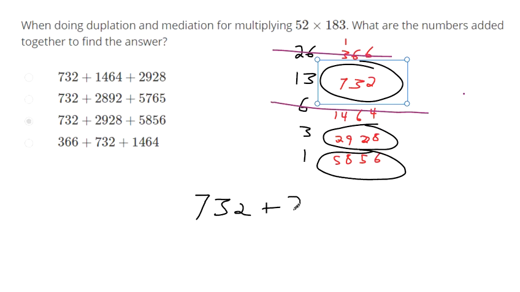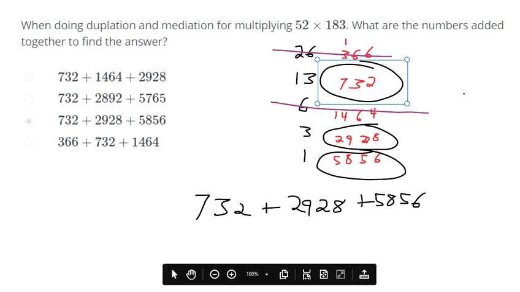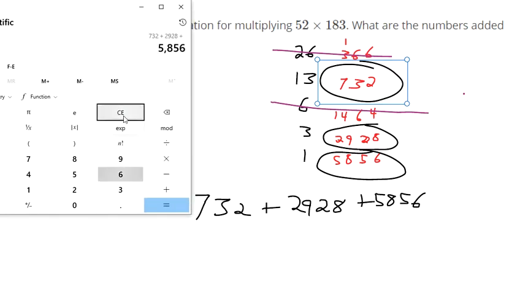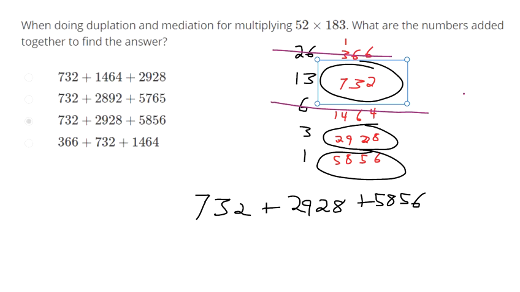732 plus 2928 plus 5856. Okay, because if you add all those up, it makes 9,516. Which is what the multiplication is in our calculator. So if you haven't seen that before, probably looks like a crazy method because it's just not something we were usually typically taught in school.